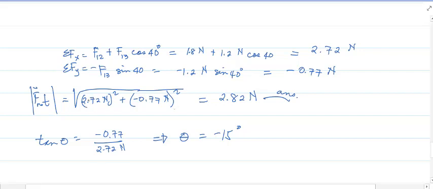So plugging in, we have the square of 2.72 plus the square of the component along y, which is negative 0.77 Newton. So this is equal to 2.82 newtons. So this is now our answer, the magnitude of our net force.